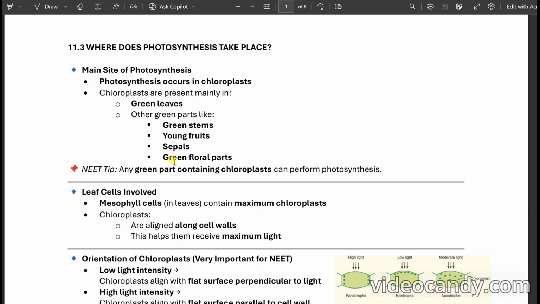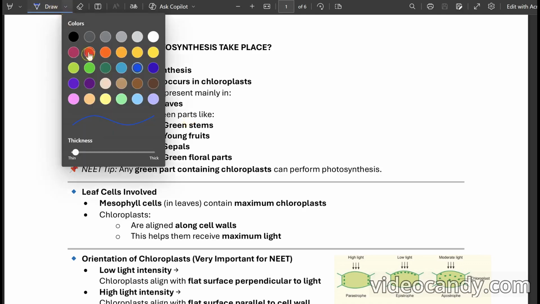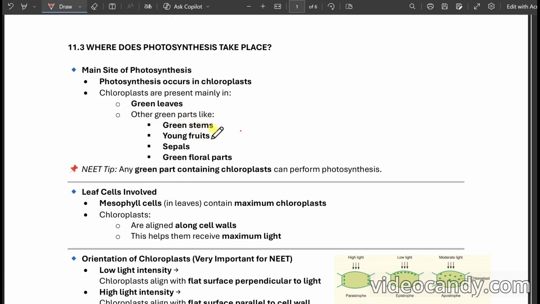Photosynthesis takes place in any green parts of the plant, including green leaves and the other green parts like green stems, young fruits, sepals, green floral parts. The important point for NEET is any green part containing chloroplast can perform photosynthesis. Not only green leaves, but any part which is green can perform photosynthesis. Sometimes the stems look green, right? And the young fruits look green, sepals look green. So all the green parts can perform photosynthesis. This is very important.